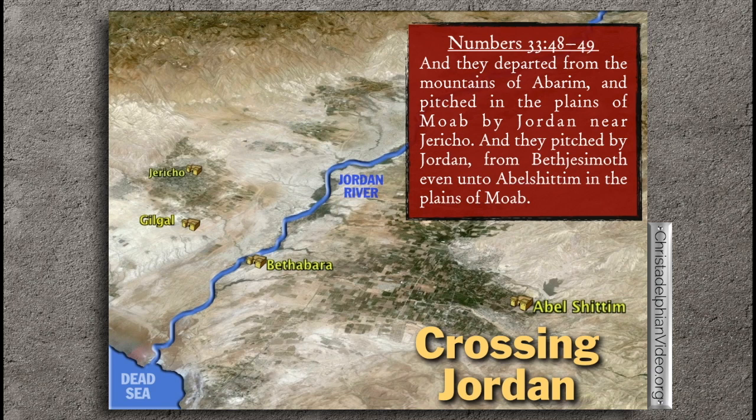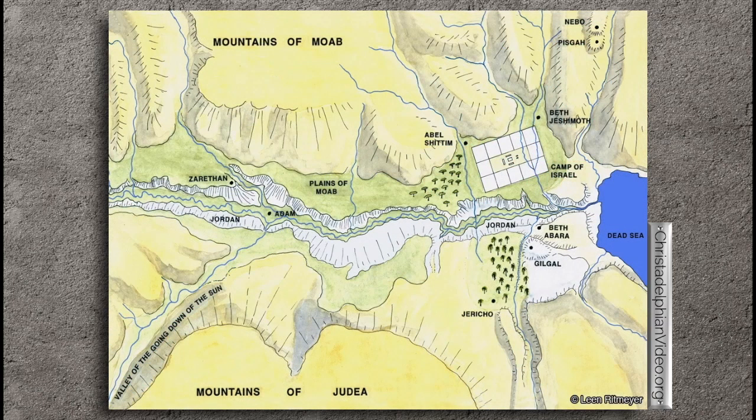So remember, Abel Shittim is the ancient name of the city of Sodom, the place of the acacia trees. And so this is the area that we're dealing with. This is Brother Lane's map, where he illustrates exactly where things are at. So the Dead Sea is down here. North is to the left of the map. But just to give you an idea, Nebo is up here and Pisgah. Beth Jeshimoth is here. Abel Shittim is over here.